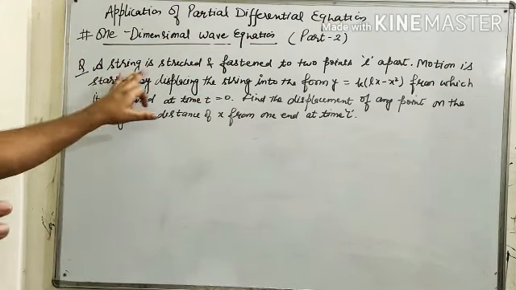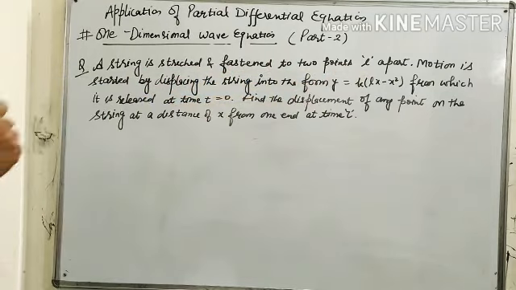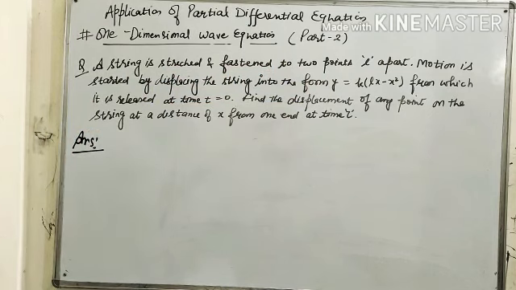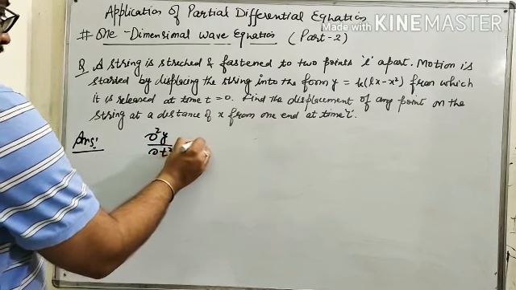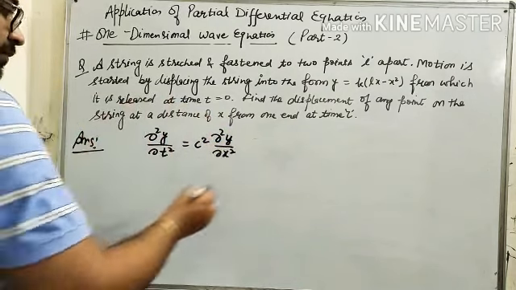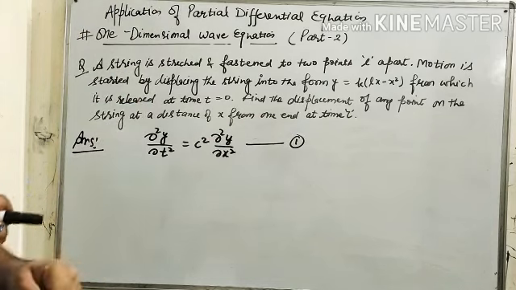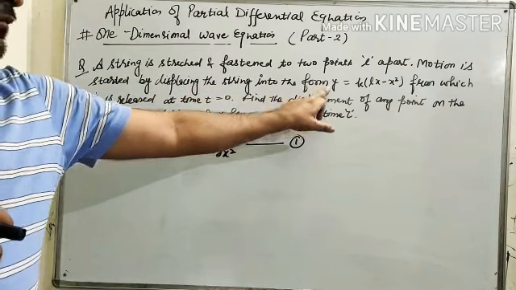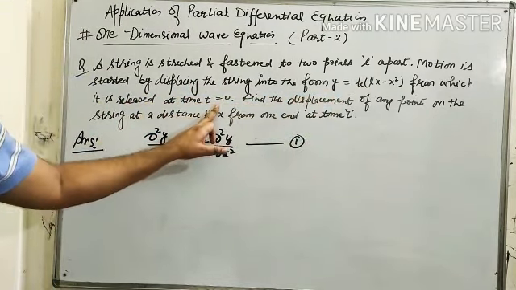So the question is, a string is stretched and fastened to 2 points L apart. So what is the standard equation of the string? del 2 y over del t square is equal to c square del 2 y over del x square. Let it be equation number 1. Motion is started by displacing the string into the form y equals k (lx minus x square), from which it is released at time t equals 0.